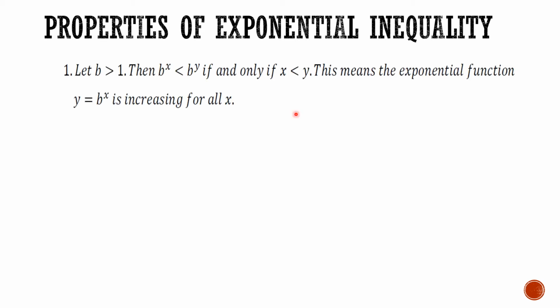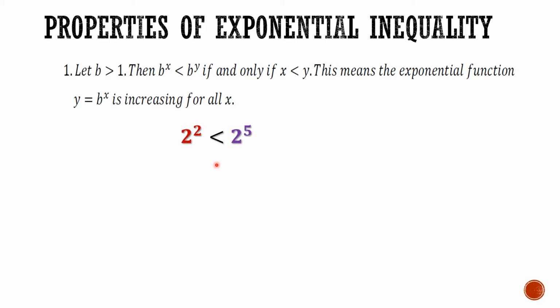So first one, we have here, let b, the base, be greater than 1. Then, b raised to x is less than b raised to y if and only if, kapag ang exponent na nasa unahan, x is less than y. It only means, ibig sabihin lamang nito, that the exponential function y is equal to b raised to x is increasing for all x. Ibig sabihin, kahit anong value ng x na yan, x dito, sa ating exponent, nag-i-increase ang value ng ating function. Okay, nag-i-increase siya if this is the scenario.